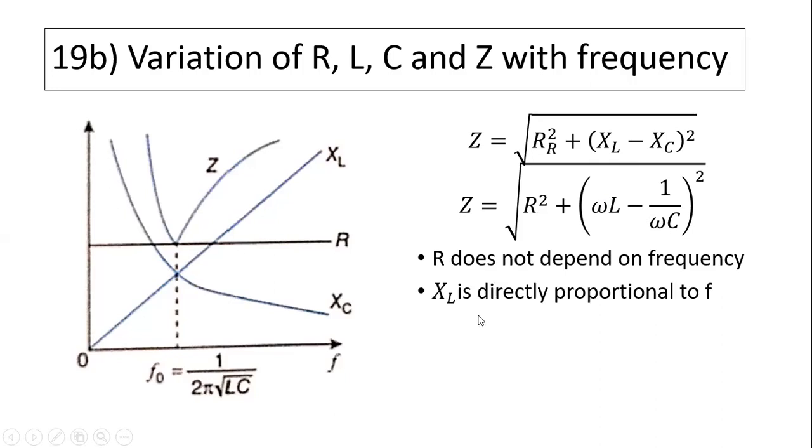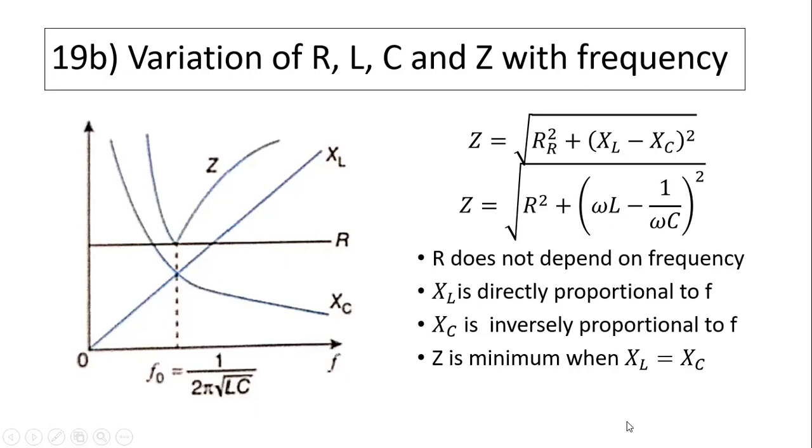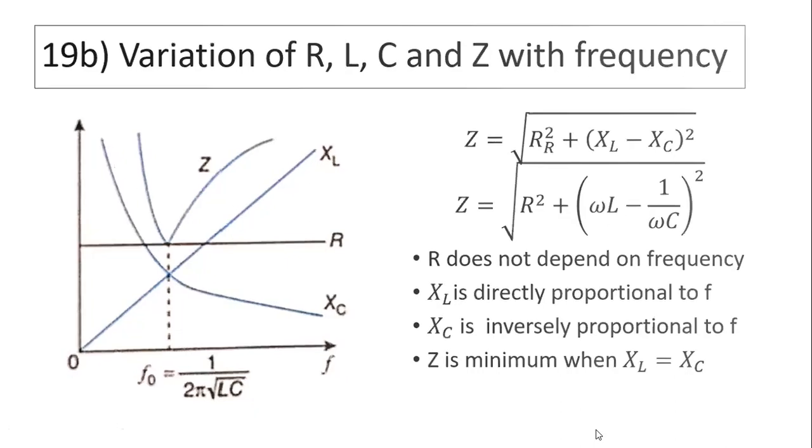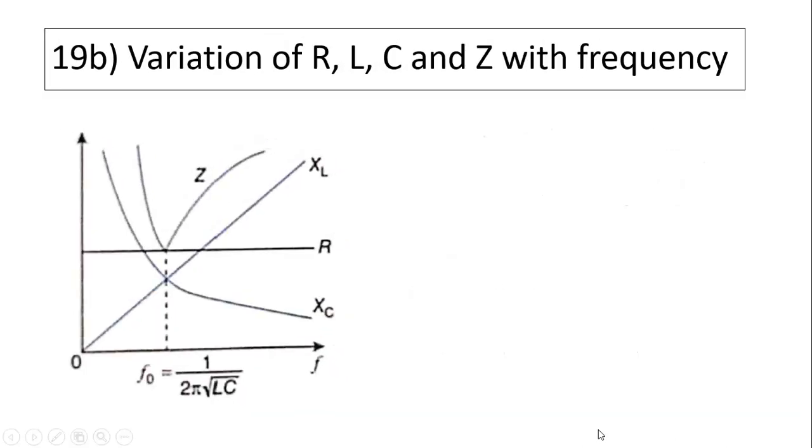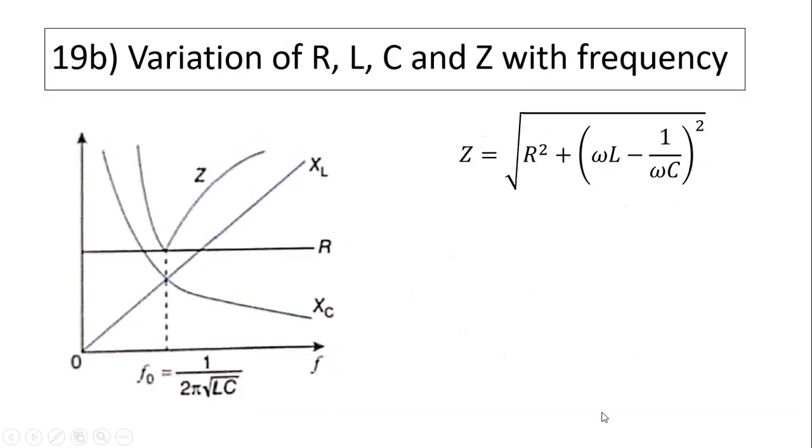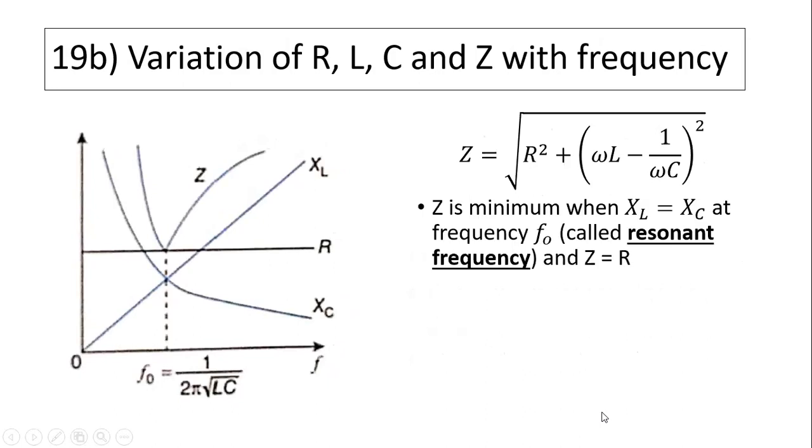R does not depend on frequency. XL is directly proportional to f. XC is inversely proportional to f. Z is minimum when XL equals XC. At this particular frequency, we call it f naught, or resonant frequency. Z is equal to R.